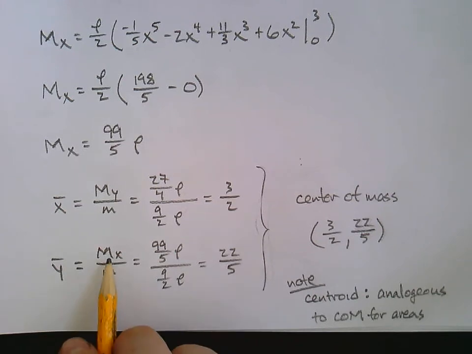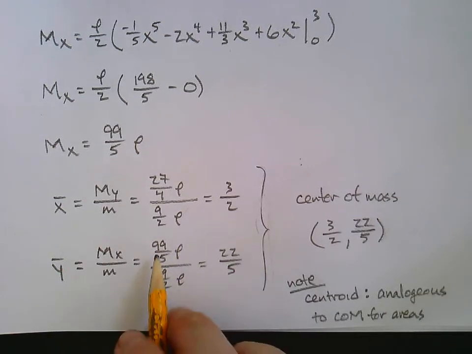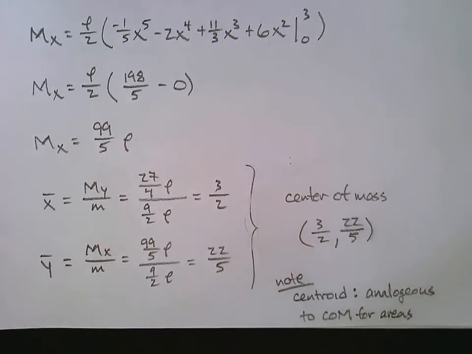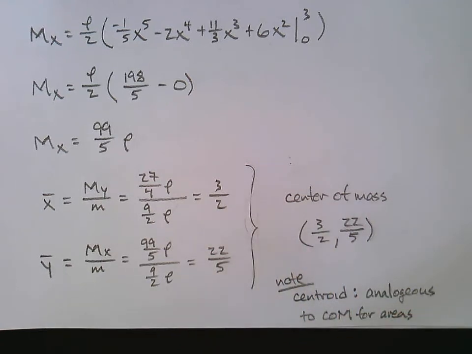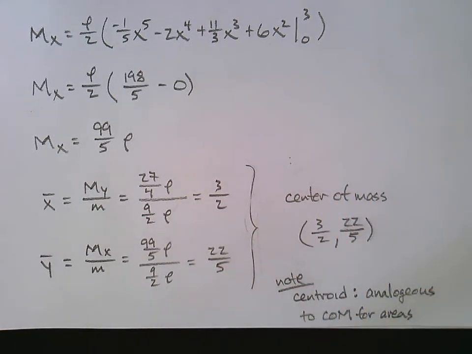Y bar is mx over m, and so that's the 99 over 5 rho over, again, the m was 9 over 2 rho. The rho's cancel out, and here we end up with 22 over 5. And so we see our center of mass for this planar lamina is 3 over 2, comma 22 over 5. And you might even say this is kind of our final answer right there.